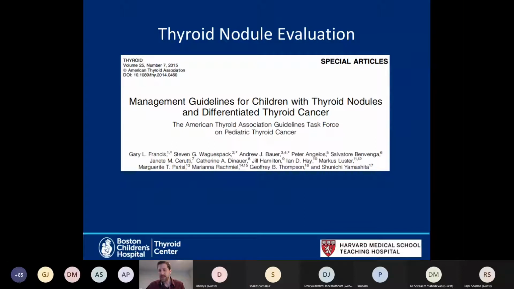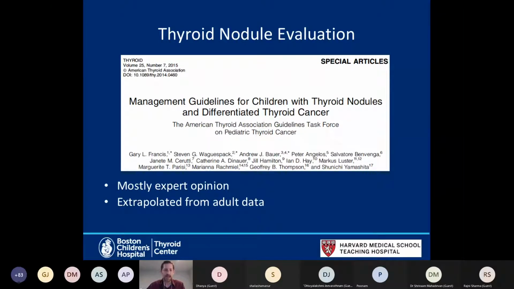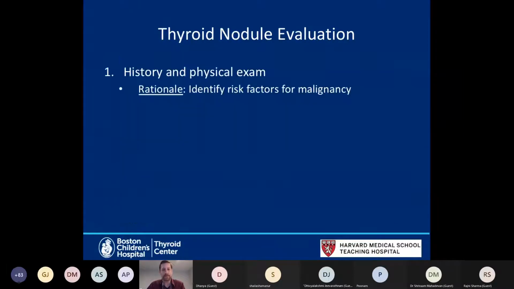This is, I think, the best resource that currently exists, as was noted earlier. This is the American Thyroid Association guideline on pediatric thyroid nodules and cancer, published in 2015. It was the first version of this, and as such, at the time, there really was very little pediatric specific data. So this is mostly expert opinion extrapolated from what was known in adults. Since then, quite a bit of pediatric specific data has come out, and these guidelines are currently under revision, and we hope that they will be ready for dissemination hopefully in the next calendar year.